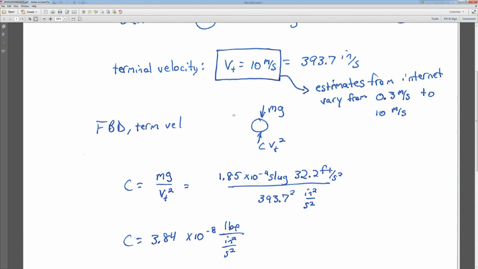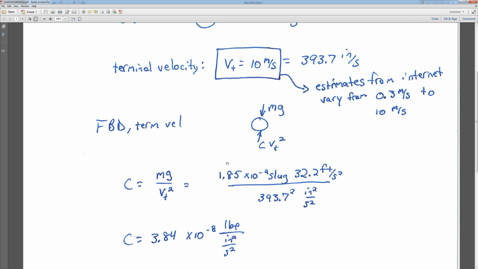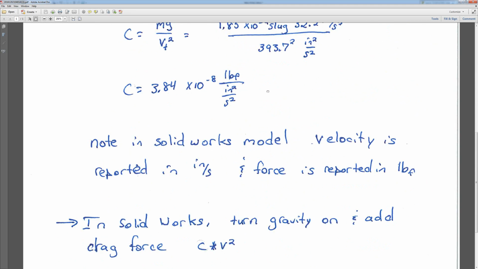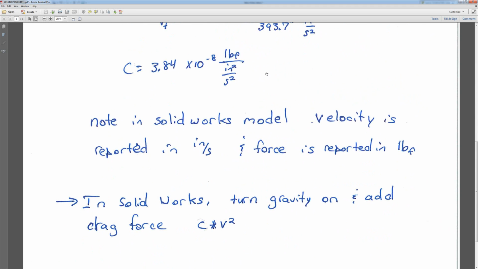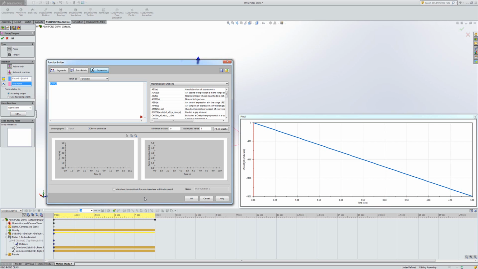This means that the constant value for the force expression will be the ball weight divided by the terminal velocity squared. As shown here, the constant turns out to be 3.84 times 10 to the minus 8 pounds force per inch squared per second squared. When the motion study multiplies this number by the velocity squared, the result will be a force in pounds force.